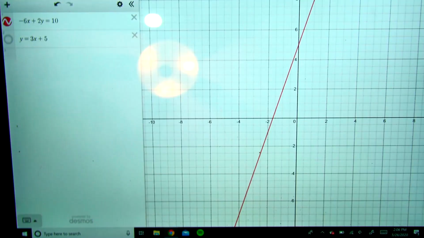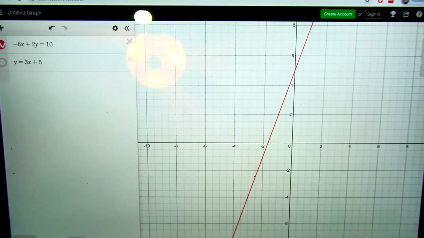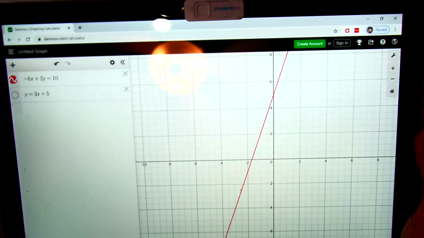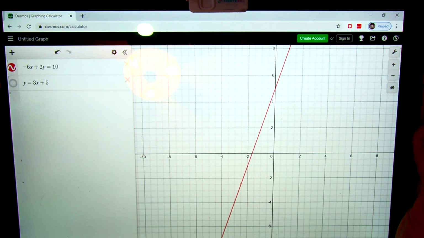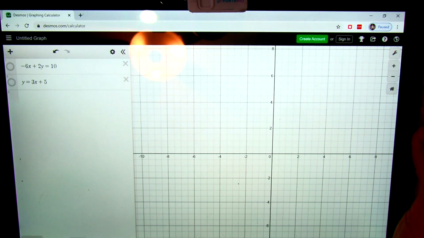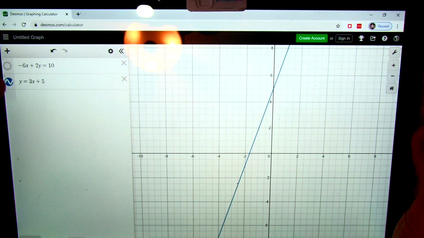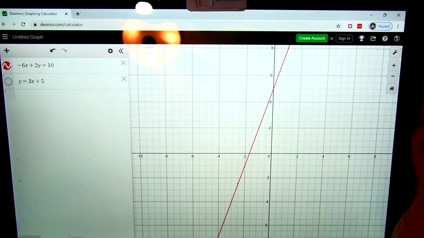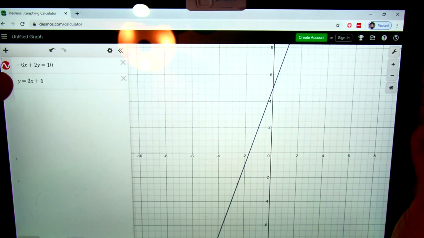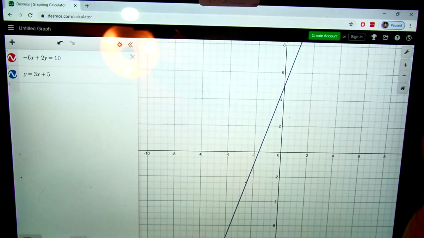So here's our graph. This is negative 6x plus 2y equals 10. Now if I graph y equals 3x plus 5, our new equation, you can see that it's exactly the same line. If I toggle it on and off, you can see that these two lines are exactly the same.